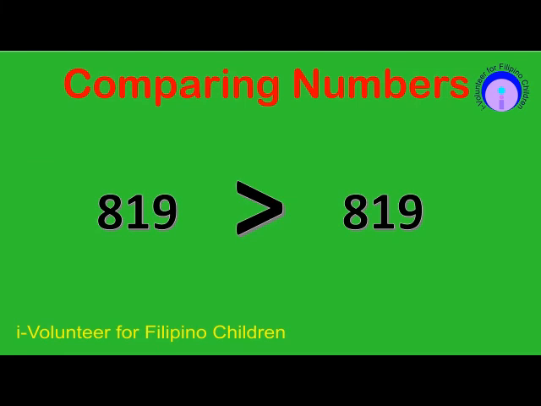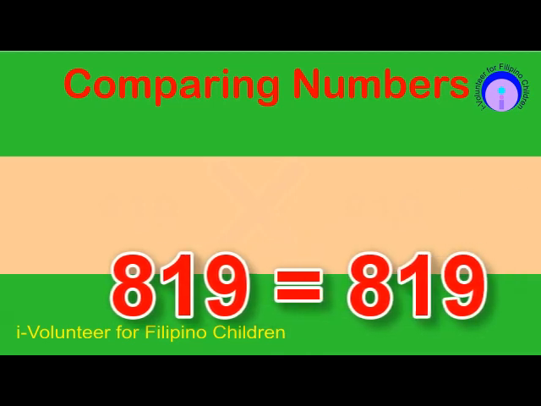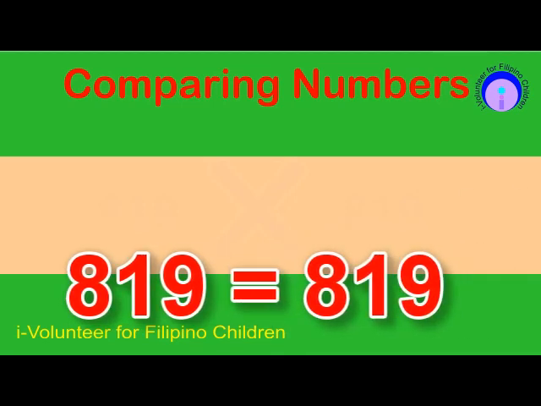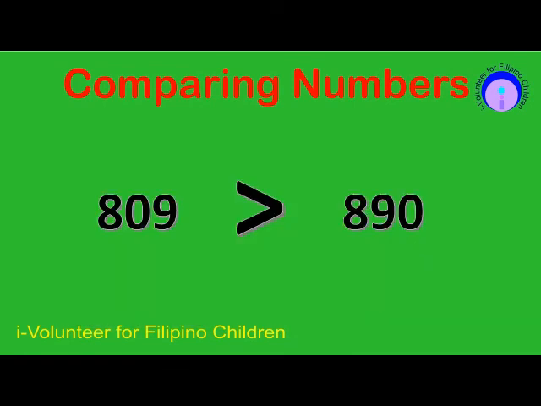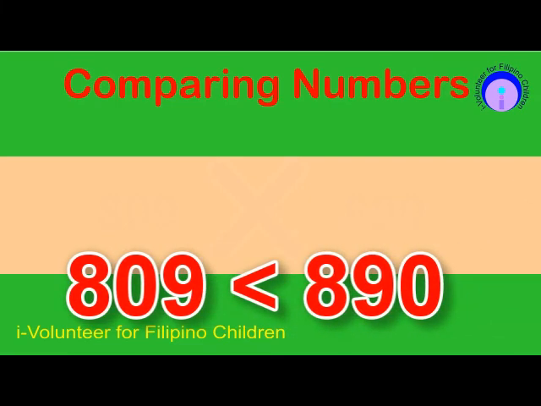The number is 819 is greater than 819. The answer is false. The correct answer is 819 is equal to 819. The number is 809 is greater than 890. The answer is false. The correct answer is 809 is less than 890. I repeat, 809 is less than 890.